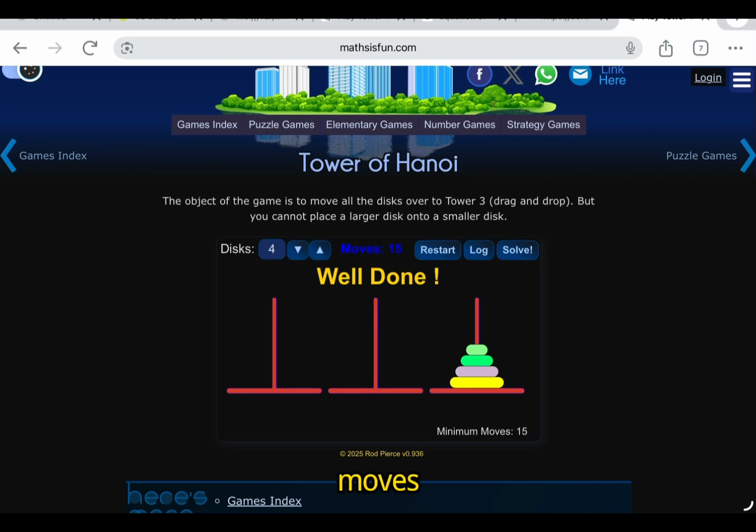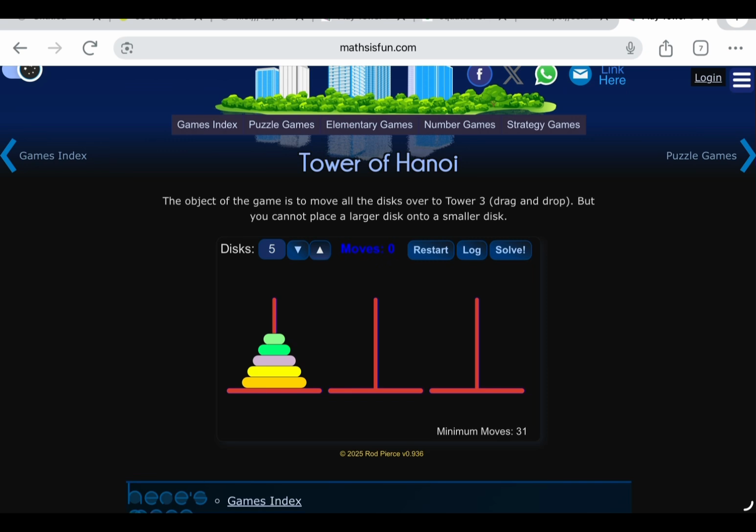the minimum moves. Okay, now at last, let's try 5 disks, because when we increase to 6, 7, 8, the moves will increase tremendously. So I will just illustrate the ideas, and you need to apply exactly the same ideas, no matter how many disks you choose. Okay, so to the 5.